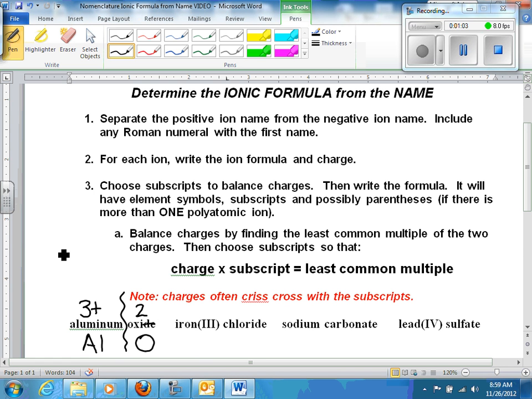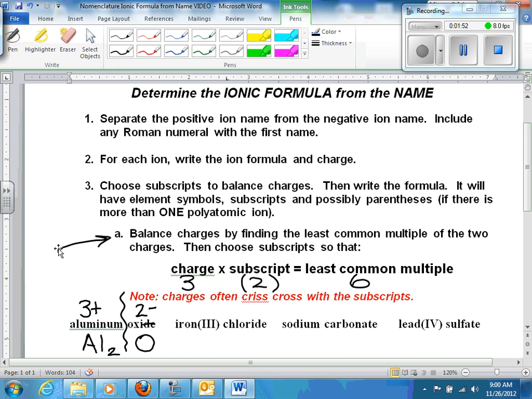Next, choose subscripts to balance the charges. The way that we balance charges is by finding the least common multiple of the two charges. The least common multiple of 3+ and 2- is going to be 6. Then I'm going to determine the subscript from the charge. For aluminum, since the charge is 3, and we don't have to worry about the plus and minus, 3 times 2 is going to be the 6. So aluminum is going to get a subscript of 2.